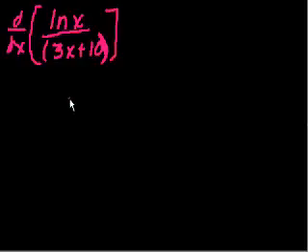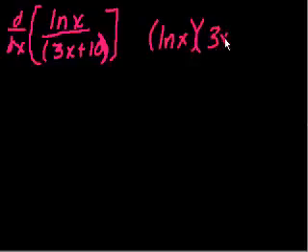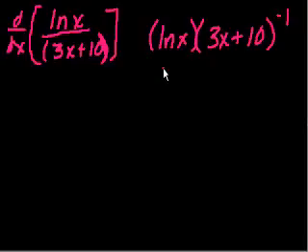So you could use the quotient rule if you took the time to memorize it, which I've never taught you, because it's really just the product rule. So I like to just rewrite this as the product rule. This is the same as taking the derivative of the natural log of x times 3x plus 10 to the negative 1 power, right? 3x plus 10 in the denominator is the same thing as 1 over 3x plus 10, which is the same thing as 3x plus 10 to the negative 1 power. Now we can use the combination of the product and the chain rules, and we can solve this sucker.